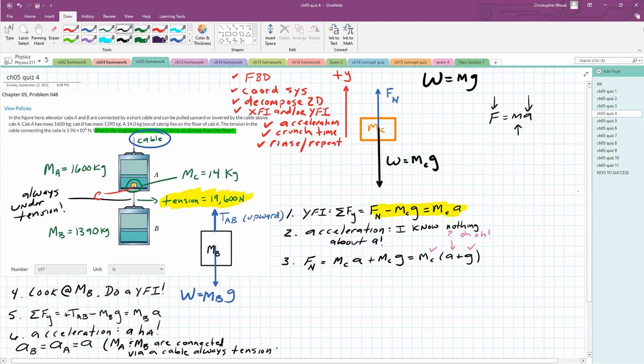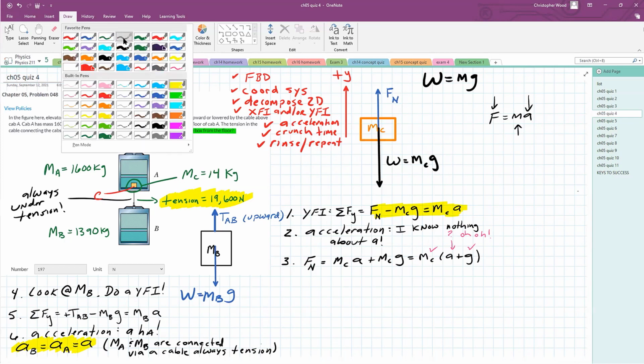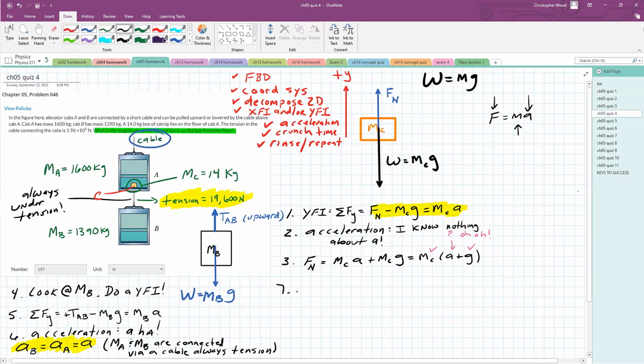Okay, so this is a big deal. This acceleration statement is huge, because if I can find the acceleration here from step 5, then I am done with step 3. All right, so let's keep going with that. Step number 7 says TAB. Here's the value of TAB.